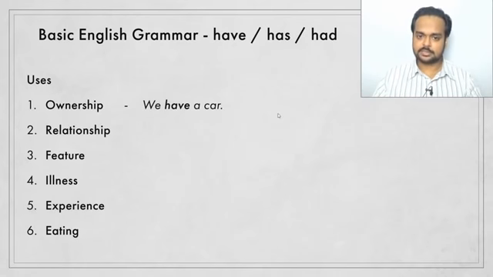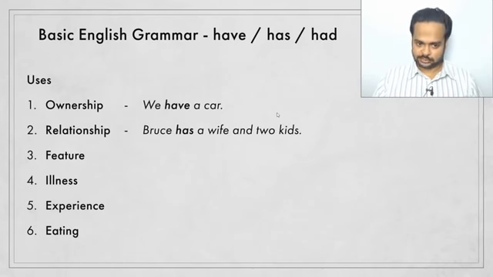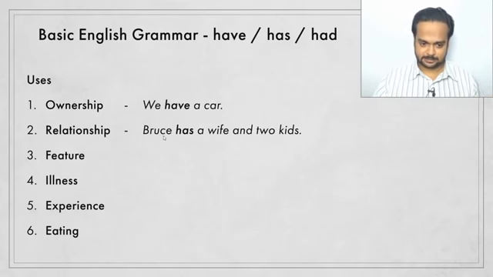The second use is relationship. Bruce has a wife and 2 kids. Obviously, it doesn't mean that he owns them. Here, the verb has just shows a relationship between Bruce and his family. Now, note that we're using has because the subject of the sentence is Bruce, and Bruce is a singular noun. Now, if the subject were I, we would say, I have a wife and 2 kids. But here, Bruce is singular, so we're saying has.